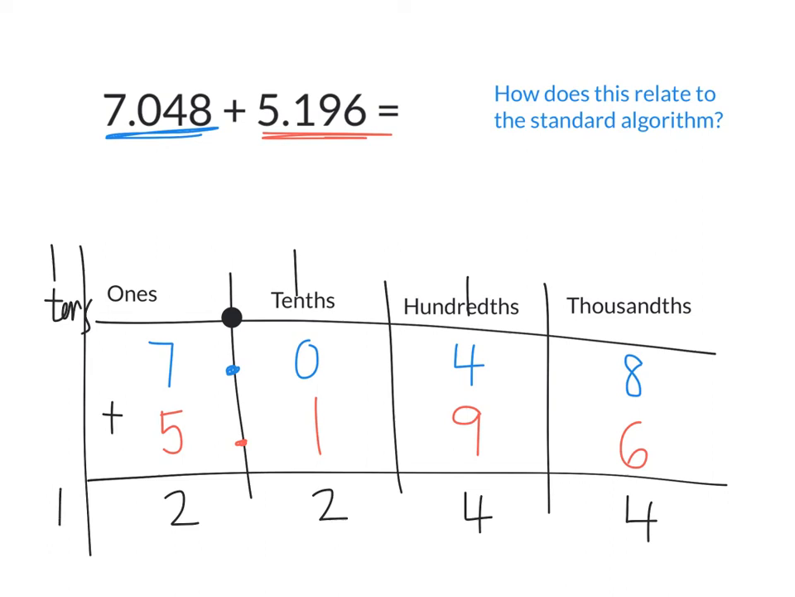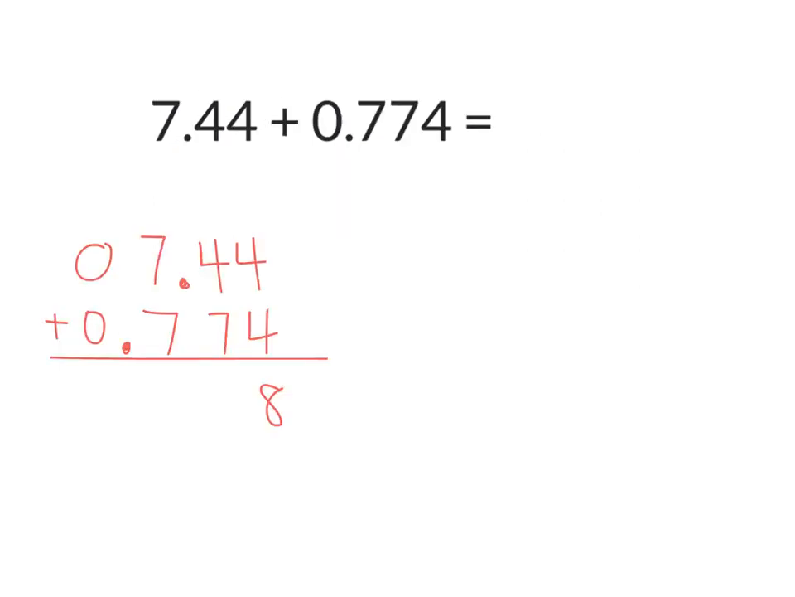Okay, so then my final answer is 12.244. How do I say that in word form? 12 and 244. Very nice. This is a very common 5th grade mistake. What place value is this 4 in? Hundredths. What place value is this 4 in? Can I add hundredths and thousandths together? No, they're different things. So this is wrong.